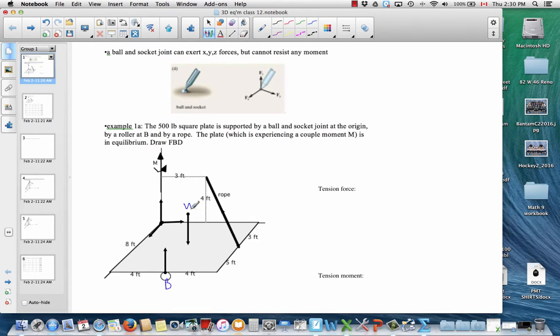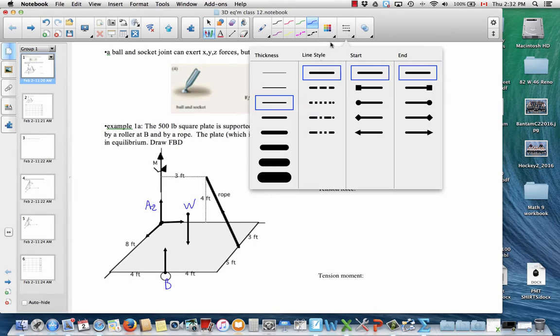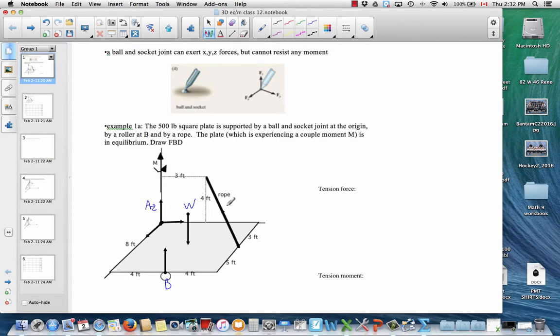I guess we could label these. This is weight. We'll just call this force B. And then I'll just call this a Z. So yes, components along the Z direction, the X direction, and the Y direction. And this is tension. And then we've got the couple moment up here.